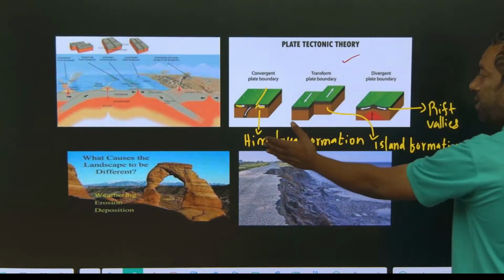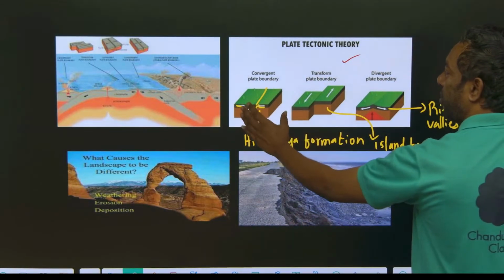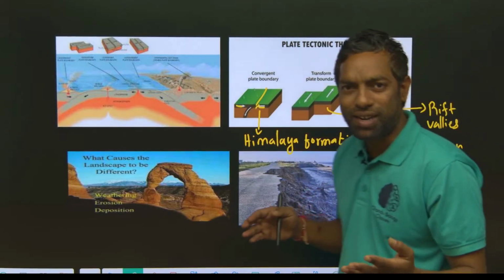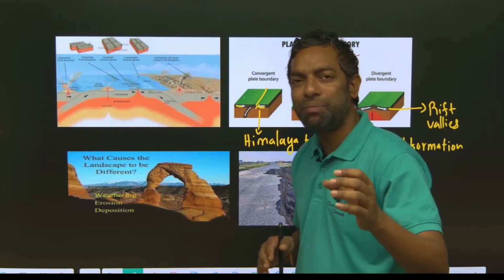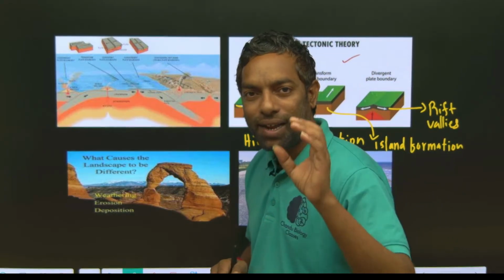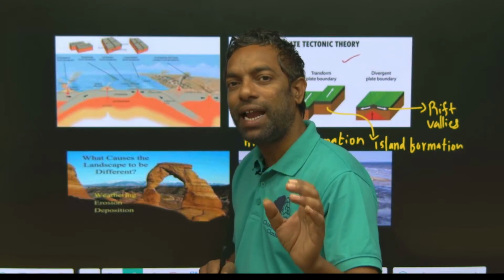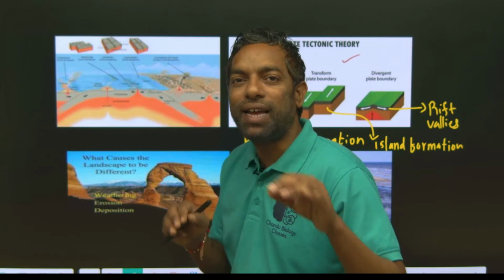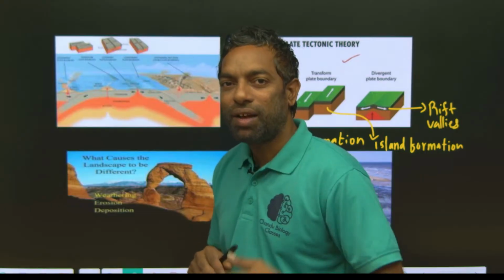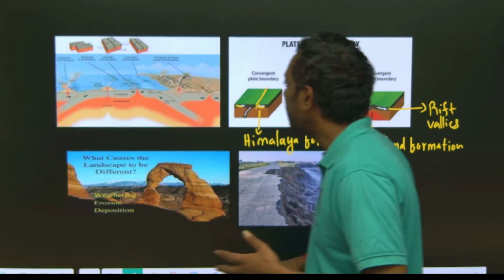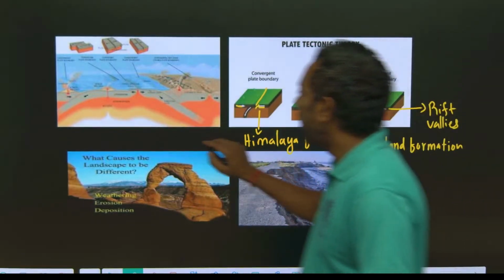Himalayas formation with the convergent boundary, and transform boundary, it is the plates. What are plates? Plates mean the earth crust. The earth crust is moved by the internal forces, the endogenic forces, moving the earth crust. We are going to discuss it later on.